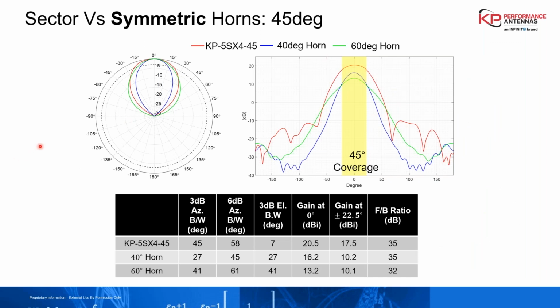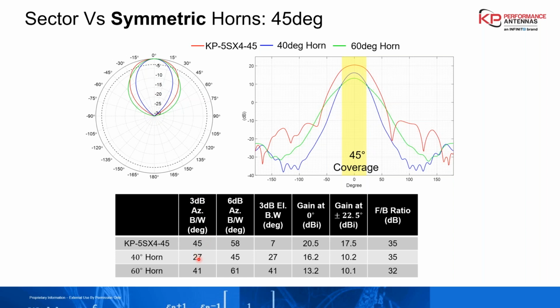So here we're just comparing quickly a sector versus a symmetric horn. One thing I forgot to mention here is that the beam width of horns is defined with respect to a 6 dB roll-off, whereas the beam width of a sector is defined to a 3 dB roll-off.